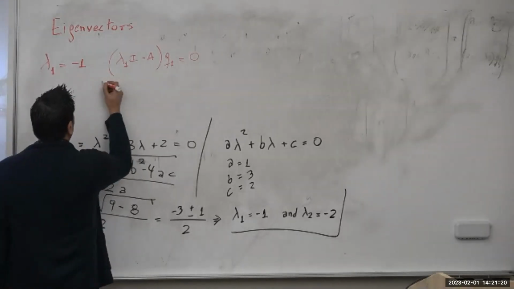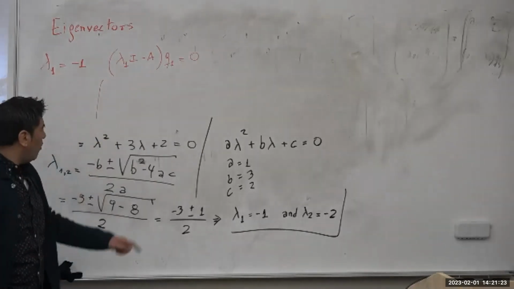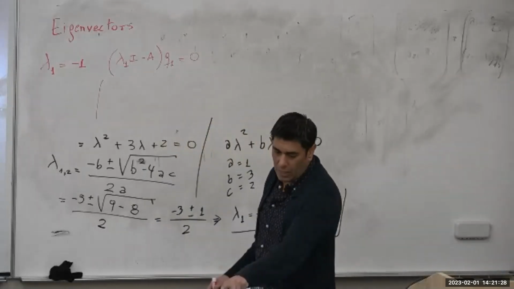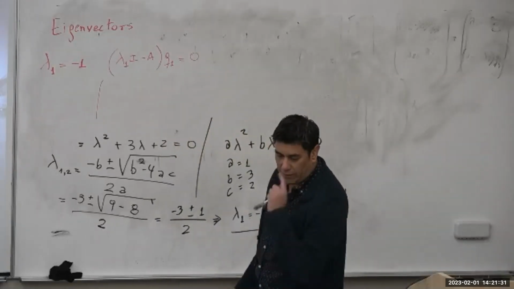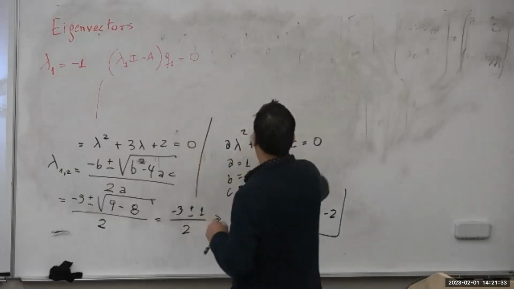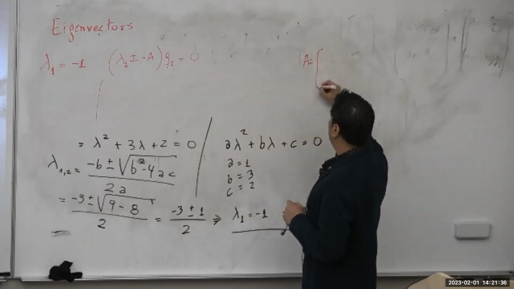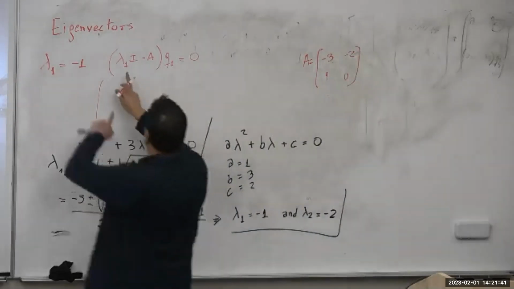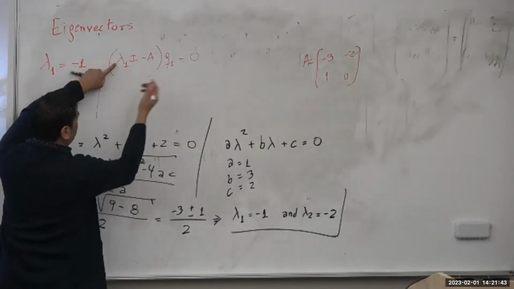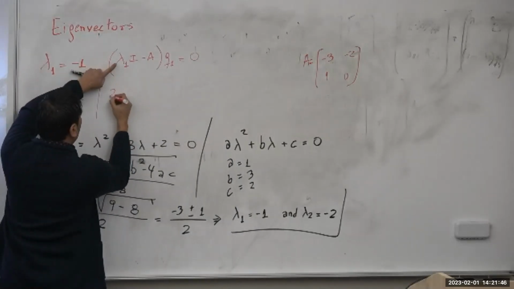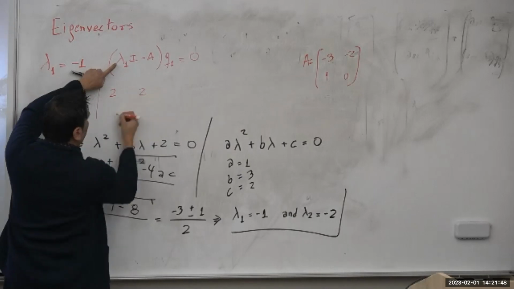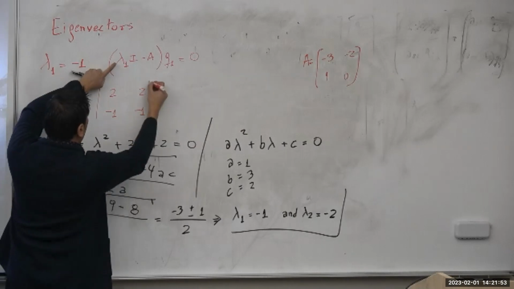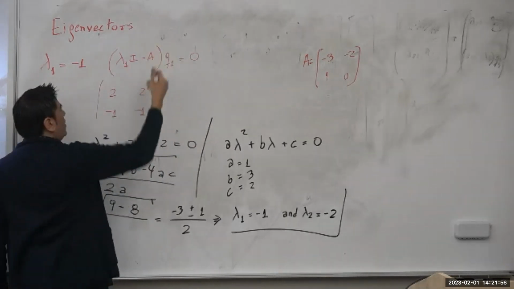So if we replace this in our matrix, lambda 1, which is -1, we get, let me put here the matrix again. It's -3, -2, 1, and 0. So this is going to be -1, and then you get 2. You get 2. Here you have -1 and -1, and this is multiplied by Q1.